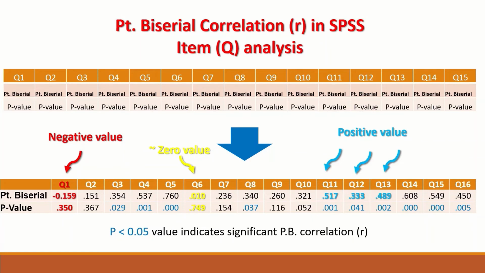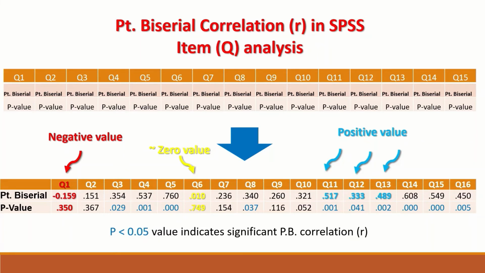If we go back and look at question 2, we can see that the R value is 0.15, which we can call a fair question. However, since the p-value is not significant, this question also is not discriminating between high and low performing students and needs to be modified.